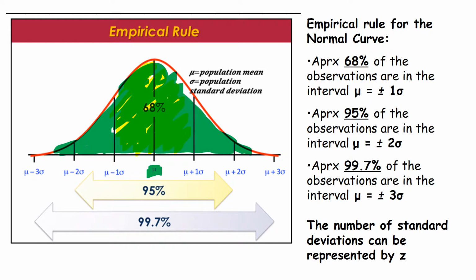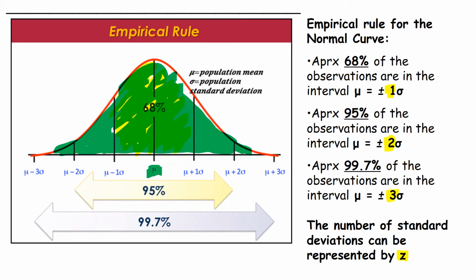Now, the number of standard deviations can be represented by the letter Z. So in our first example here, this 1 is Z equal to 1. There's 68% of the observations within plus or minus 1 standard deviation, but that 1 is Z. In the second example, it's 2, so plus and minus 2 standard deviations. And in the third example, it's 3.